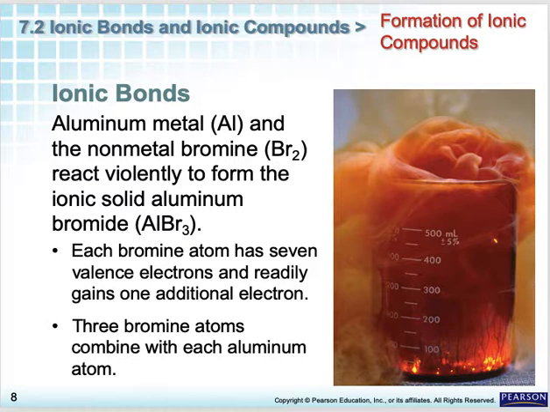Aluminum metal can react with bromine, and it's a very violent reaction. You can see in the picture there's actual sparks, and it's burning, it looks like. And that's because that energy transfer, from aluminum to bromine, is very exothermic, and we get 3 bromine atoms for every 1 aluminum. So it doesn't have to be a 1-to-1 relationship.